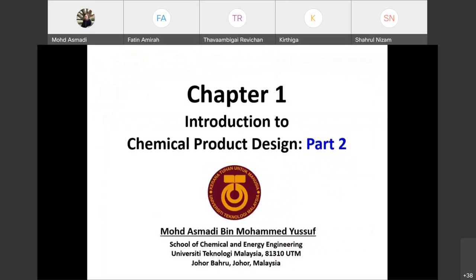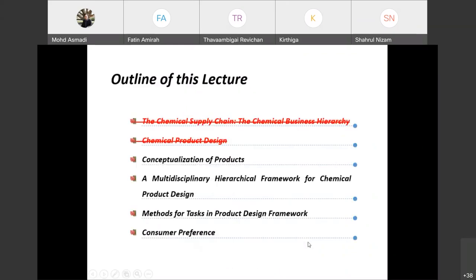Okay, so let's continue on part two of chemical product design. Actually, design is a synthesis activity, meaning that we have to combine many parts to create coherence for the whole process, so that we can offer some function or characteristic that cannot be found in the individual parts. We call it product design. From the individual parts, we combine them together so that they have their own function, characteristics, or properties.